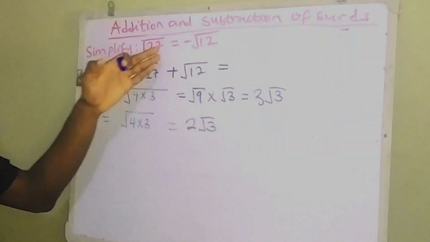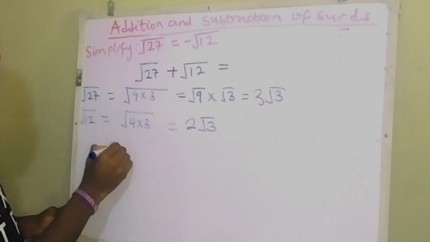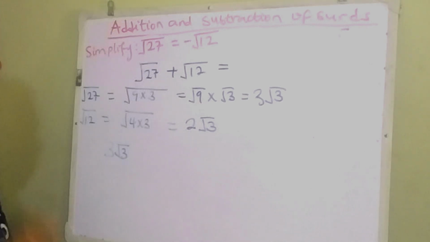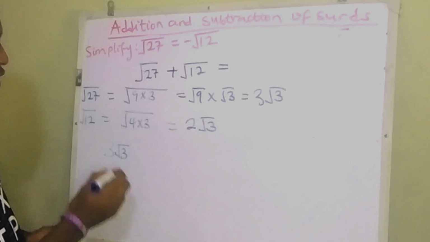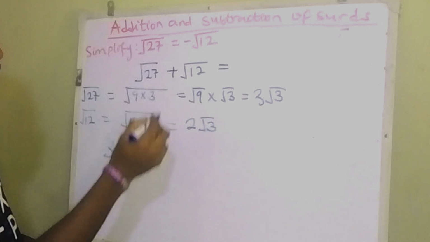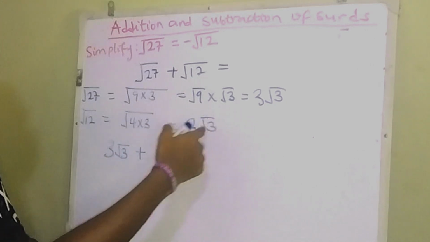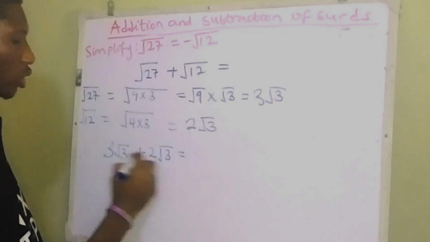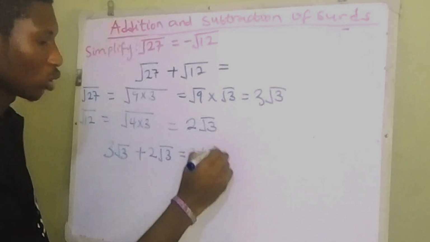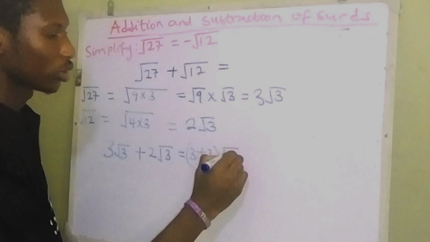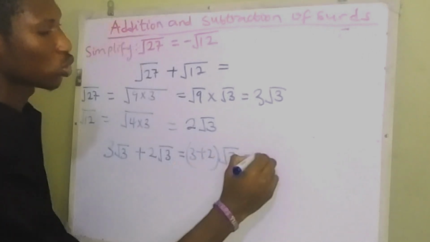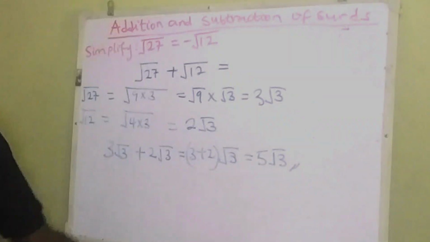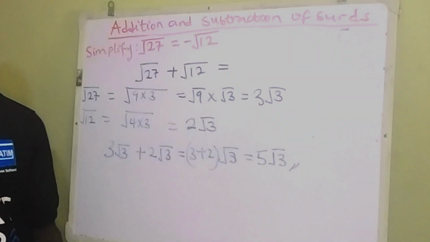Now putting it into the expression, we have 3 square root of 3 plus 2 square root of 3, which is equal to 3 plus 2, all times square root of 3. Our final answer will be 3 plus 2, which is 5, so 5 square root of 3. And this will be our final answer.